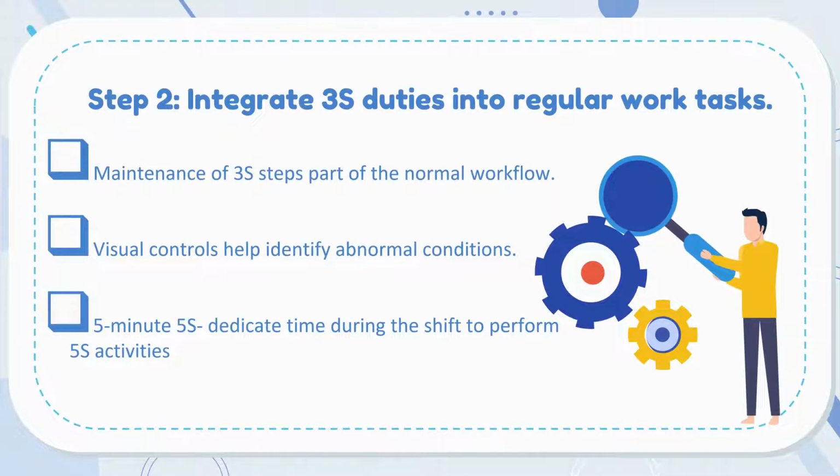Step 2. Integrate 3S activities into regular work duties. 5S implementation fails when teams do a firefighting approach to its implementation. This is when people only carry out 5S duties when they see the conditions slipping. A better approach is to have the maintenance of 3S steps part of the normal workflow. Visual 5S and 5-minute 5S are 2 approaches that help to accomplish this.